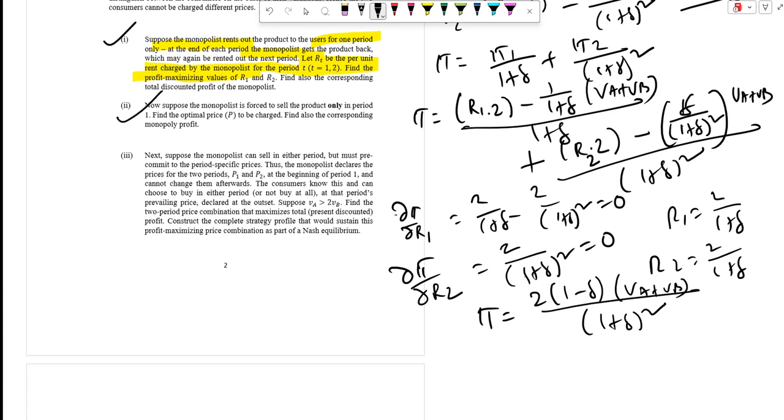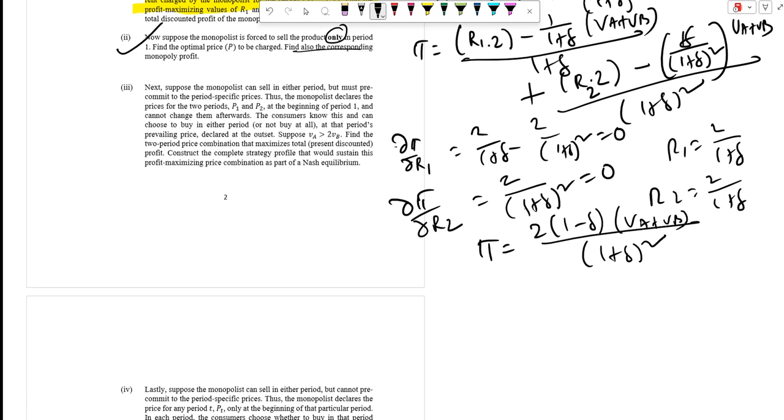Now suppose that the monopolist is forced to sell only in period 1. Find the optimal price charged and the corresponding monopoly profit. So P is the price charged by the monopolist for the product in period 1. In this case, the monopolist sells the product to the consumer who values it the most, which is consumer A. So P equal to VA only, and pi equal to P into 2 minus 0, so 2 VA.